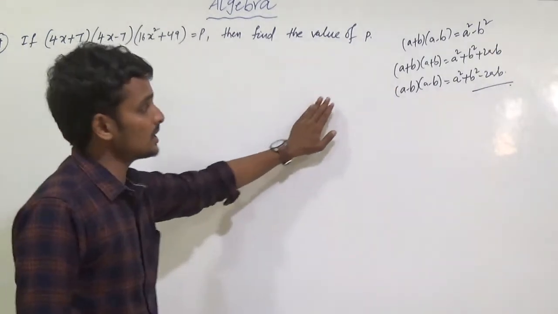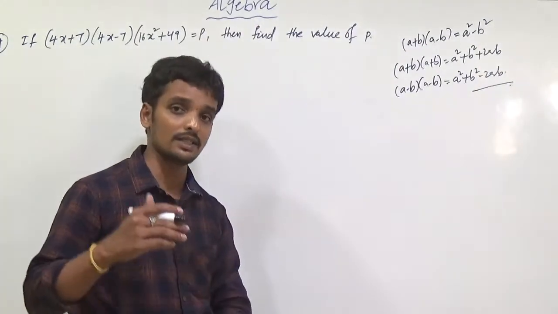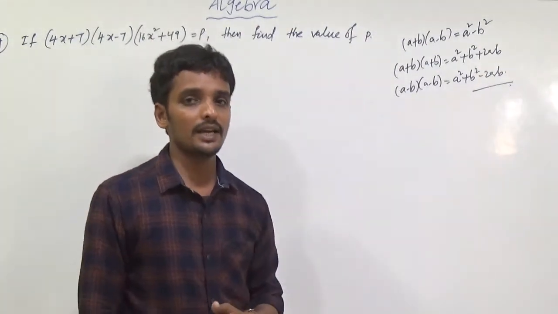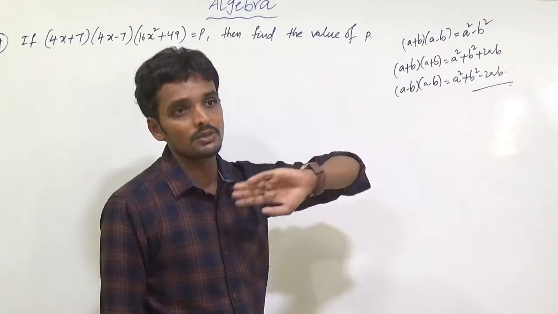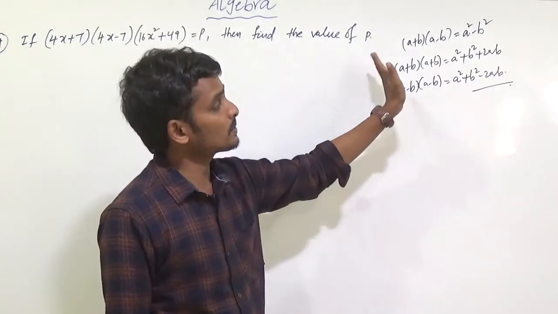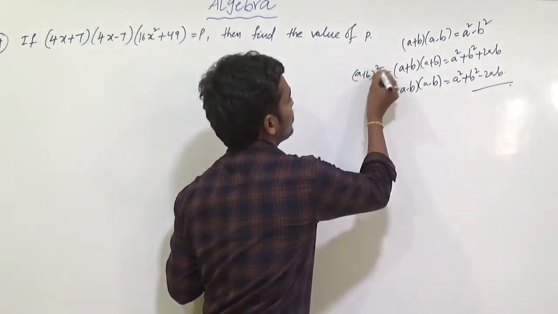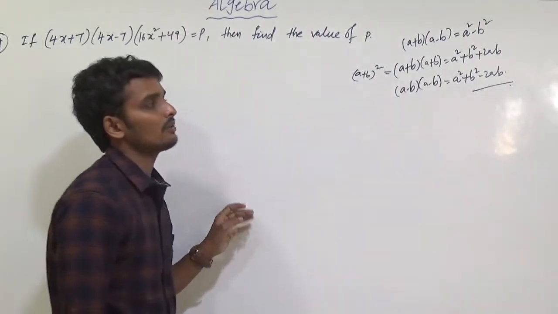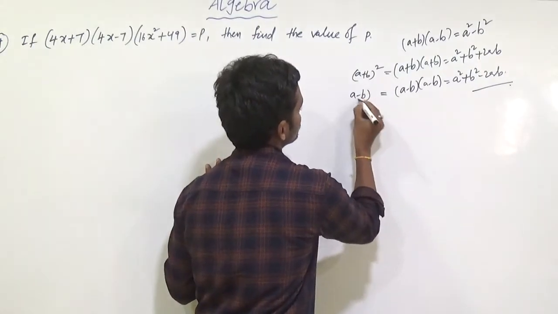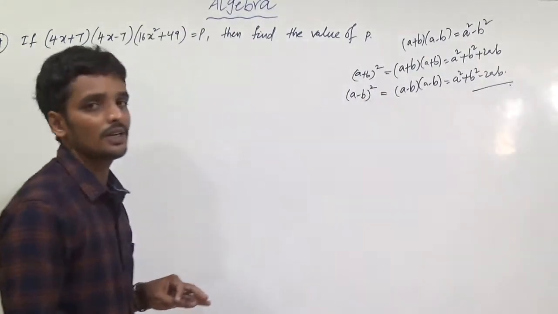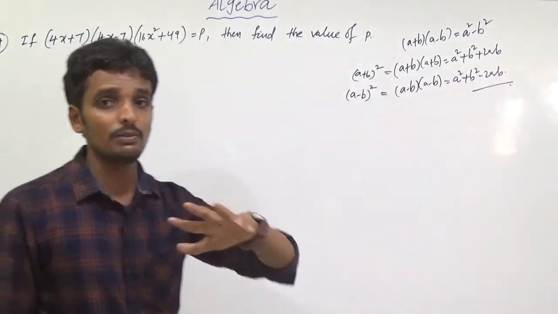These three are very important in algebraic expressions. Not only these three, we have many more identities we will discuss in the next class. If you multiply a plus b with a minus b, we get a square minus b square. If you multiply a plus b with a plus b, we read it as a plus b whole square, which is equal to a square plus b square plus 2ab. A minus b into a minus b we call a minus b whole square, equal to a square plus b square minus 2ab. These three are very useful to solve multiplications of algebraic expressions.